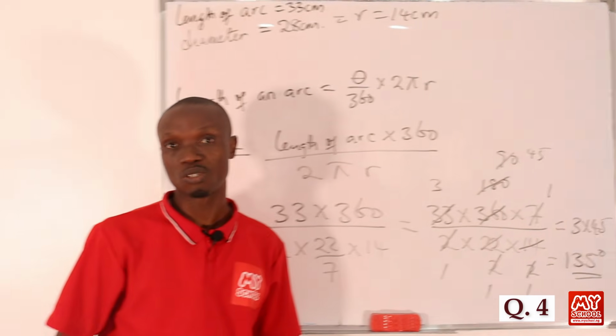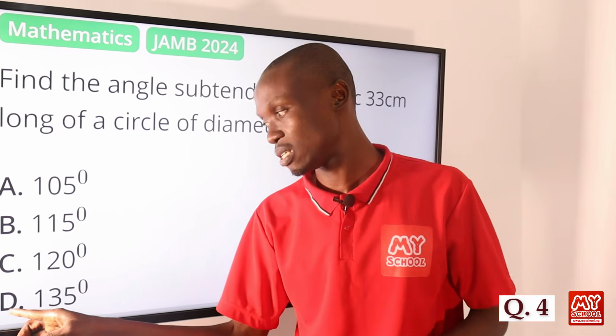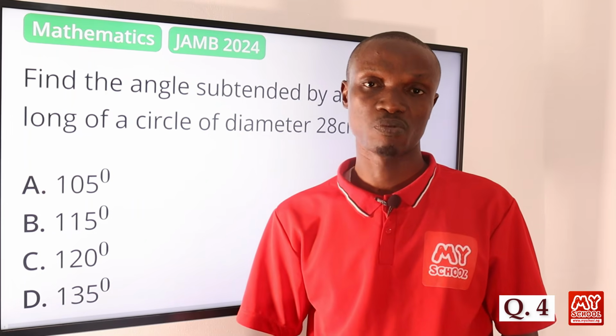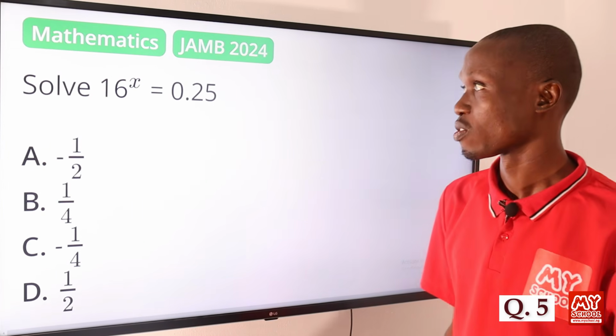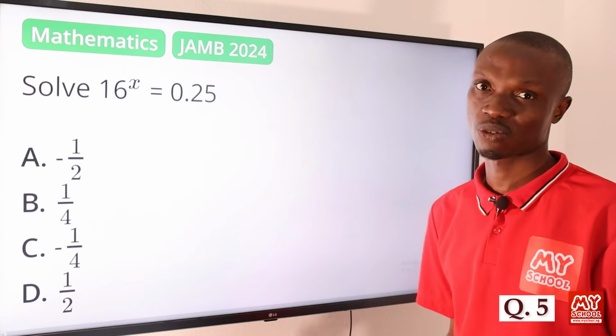So let's return back to the screen to pick the correct answer to this question, and that is option D, 135 degrees. Question 5. Solve 16 raised to power x is equals to 0.25. So let's move over to the board to provide answer to this question.